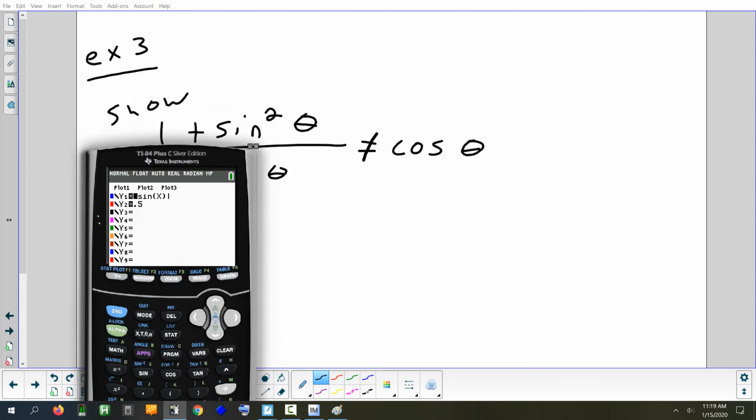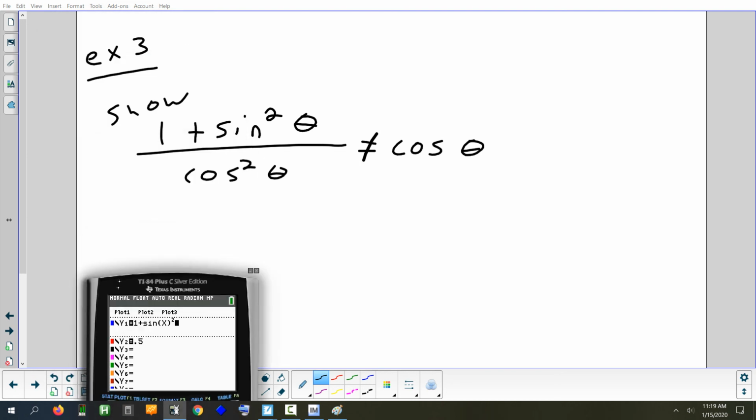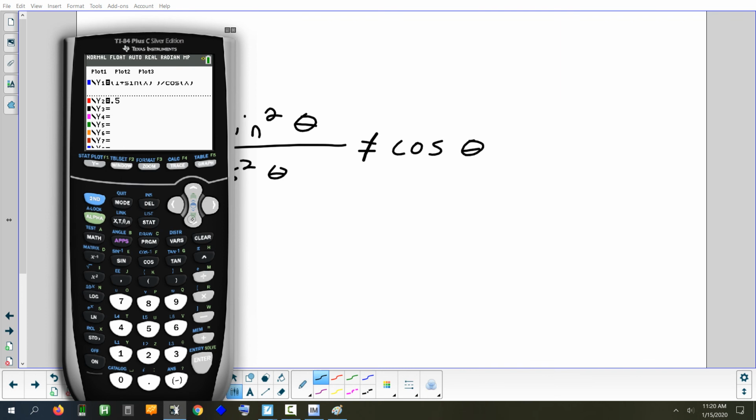All right, so let's type in 1 plus sine x squared, and that's all divided by cosine squared. So what I should do is put the numerator in parentheses. There you go. So that way it does the entire numerator first. And divide by cosine squared. You don't need any parentheses there. Okay. And let's put cosine here.